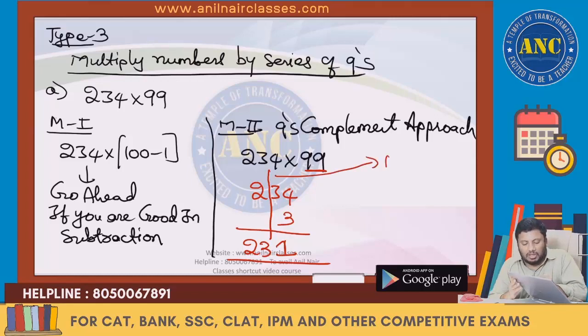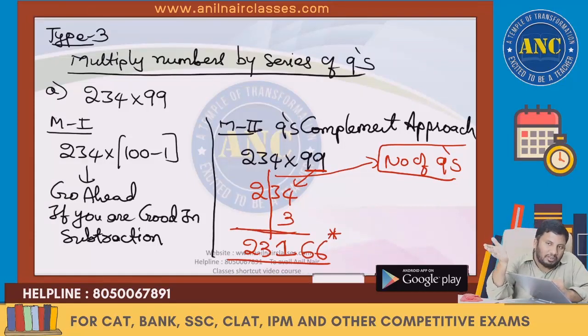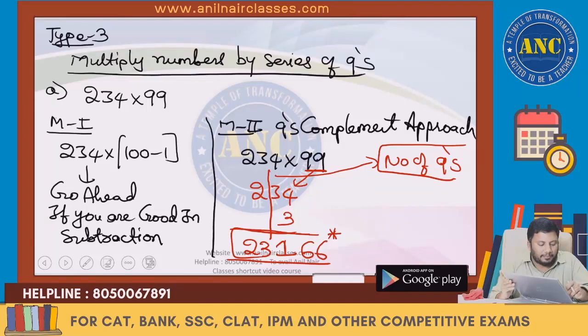The slash is based on the number of 9's. Left side, first keep a slash. Work with the left of the slash, then work with the right of the slash. 2 plus 1 is 3. 3 subtracted from 234 gives 231. 100 minus 34 is 66. I will tell you a better logic here. The answer is 23166.